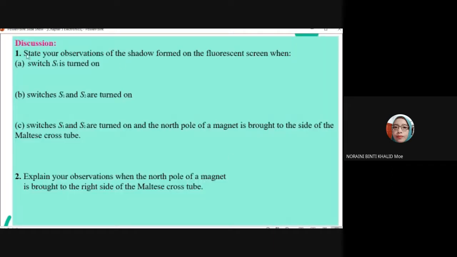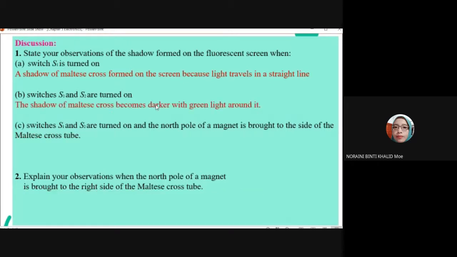Okay, let's answer some questions. Number one, state your observation of the shadow formed on the fluorescent screen when switch S1 is turned on. So a shadow of the Maltese cross forms on the screen because light travels in a straight line. So you can see a shadow with yellowish light around the shadow. Switches S1 and S2 turned on: the shadow or Maltese cross becomes darker with green light around it. So this one is caused by the fluorescent effect.